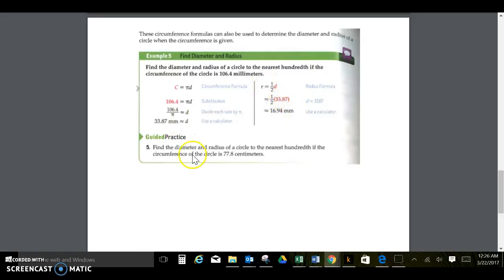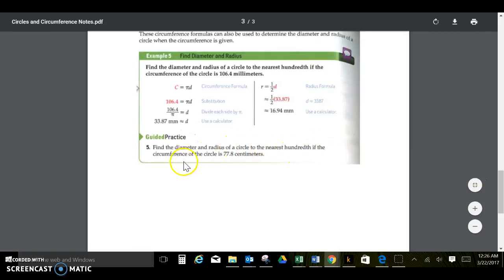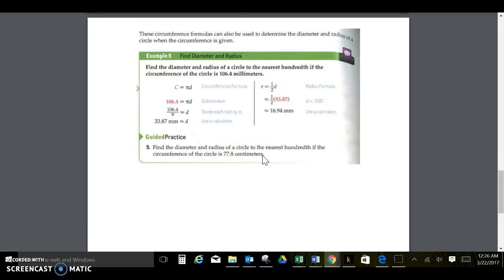Okay. So here's a little practice right here. It says find the diameter and the radius of a circle to the nearest hundredth if the circumference of the circle is 77.8 centimeters. So go ahead and practice that real quick. Shouldn't take you too much time.